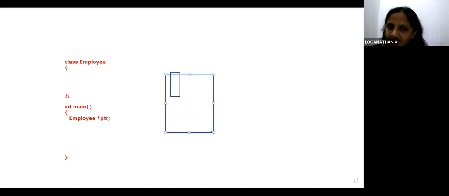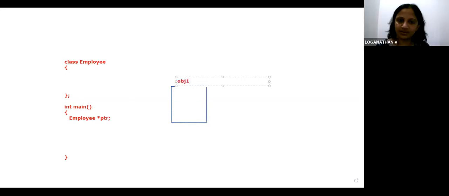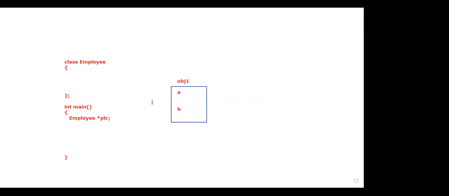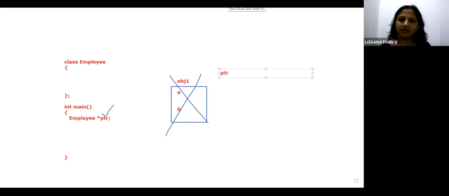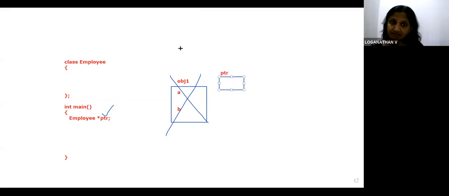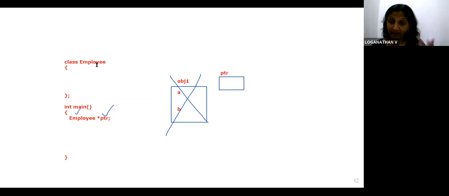See over here, there is a class for which we create an object. As soon as you create an object, memory will be created, correct? Created for the object by referring to that blueprint. If it has A and B, they will be created. Now, I am not creating an object. But instead, I'll create a pointer. What can a pointer do? A pointer can hold an address. Address of type what? Employee object. So I don't have the object now, I haven't created the memory.